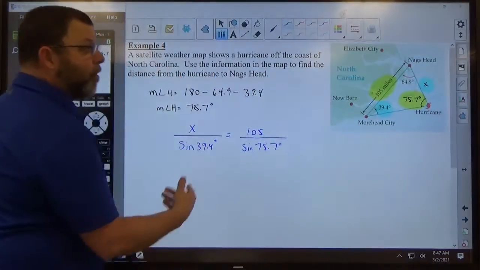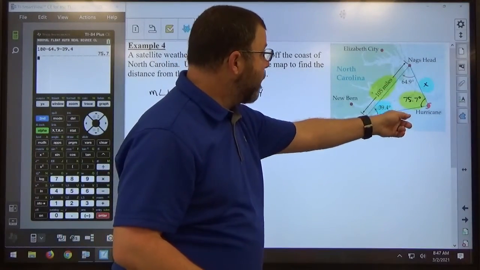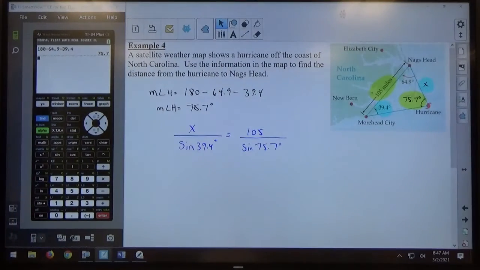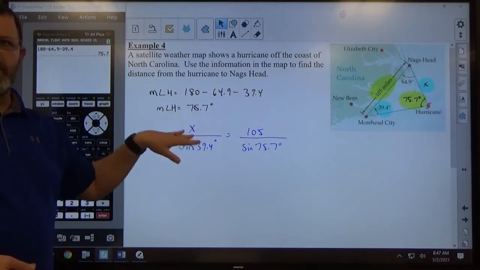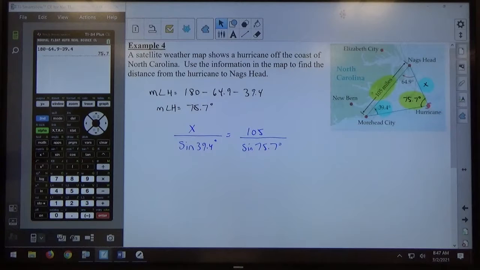That third fraction of, let's say an n for Nags Head, n over sine of 64.9 doesn't come into play here because I don't care how far it is from Morehead City. I want to know how far it is from Nags Head. So what I'm looking for, this proportion sufficiently gives me that information. So again, don't feel like you have to use the entire three-fraction law of sines. Sometimes you're only looking for one thing. Set it up so you can find that one thing.